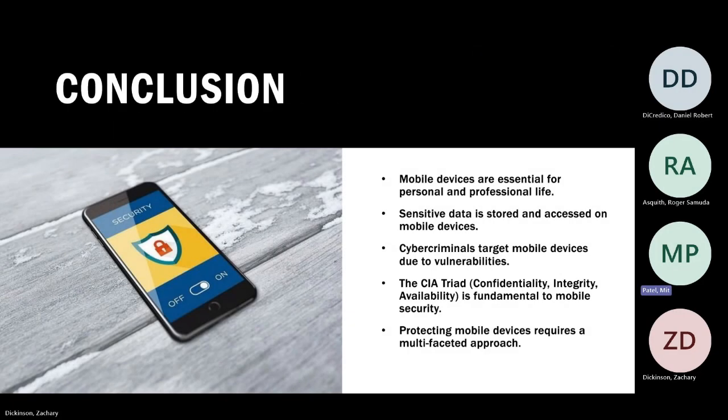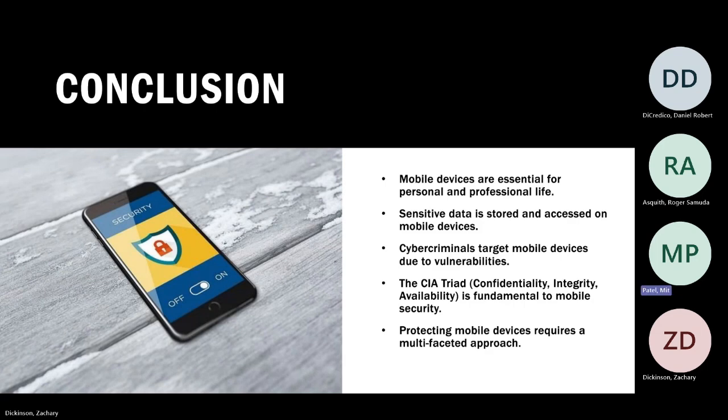For the conclusion, I'll be talking about the best practices to enhance mobile security. Mobile devices have become an integral part of our personal and professional lives. We store and access sensitive data on them daily. This makes them a prime target for cyber criminals who exploit vulnerabilities. So, key points for them is the CIA triad. Confidentiality, integrity, and availability is a cornerstone of mobile security.